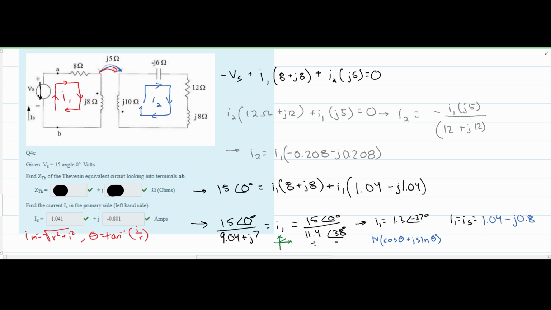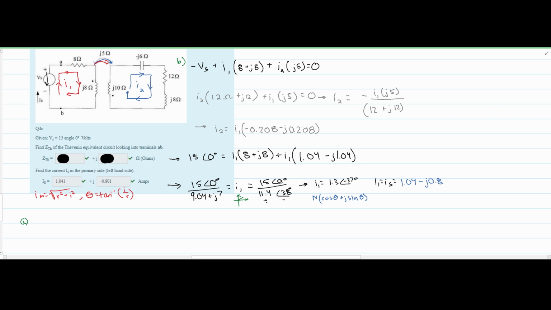Now we need to solve for ZTh. ZTh is really just impedance. So you can think of ZTh as kind of like resistance in a way. Basically, it is Ohm's law kind of, where we have the voltage over our current. That gives us resistance or impedance. So the voltage for our case is going to be the V of S. So this is equal to a 15 with an angle of 0 degrees. And this is going to be over our I.